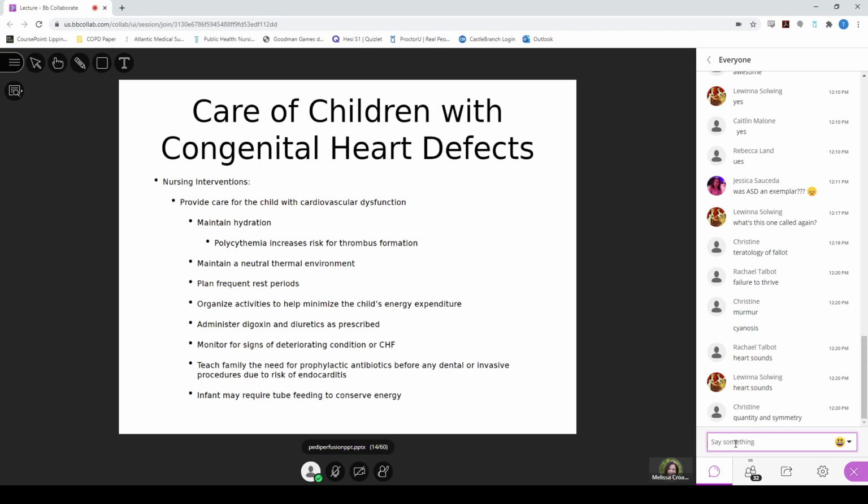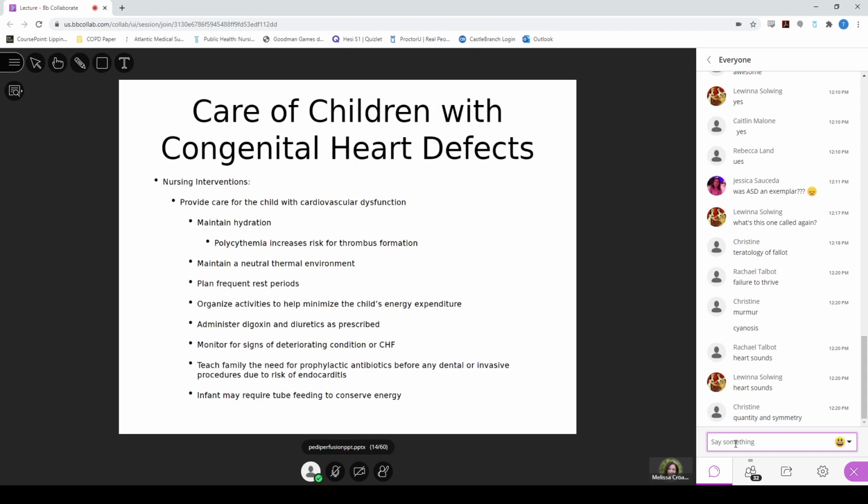You got to maintain a neutral thermal environment. Any type of increase in temperature causes them to work harder. They need frequent rest periods. You got to organize activities to minimize the child's energy expenditure.